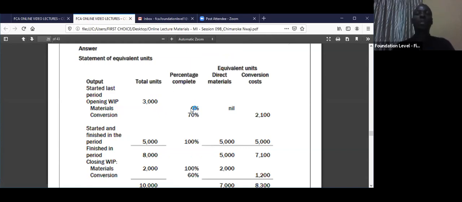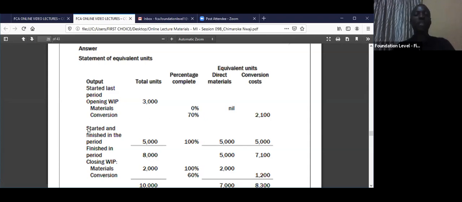So when we now multiply 0% by 3,000, it means the equivalent cost of material needed to complete is 0. 70% of 3,000 is 2,100. So 2,100 is what is needed to finish the opening work in progress in terms of conversion.